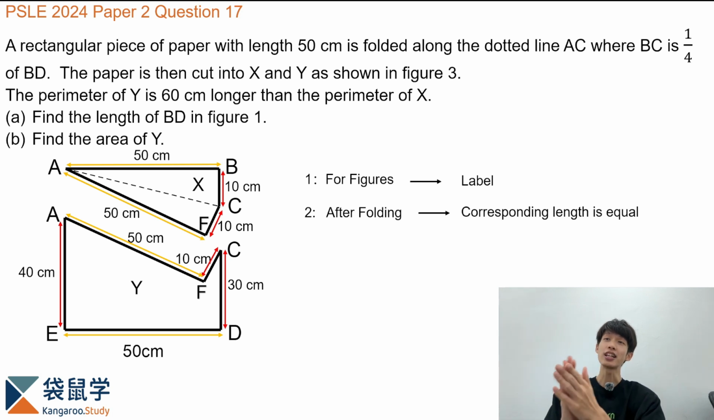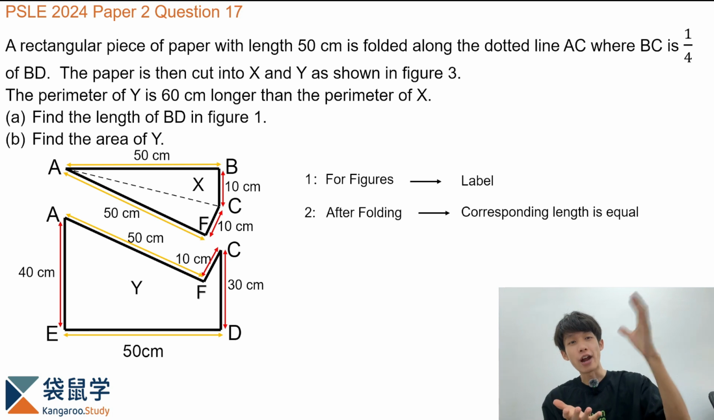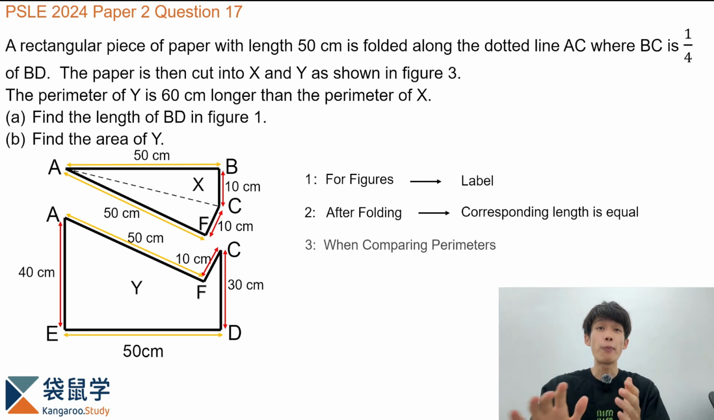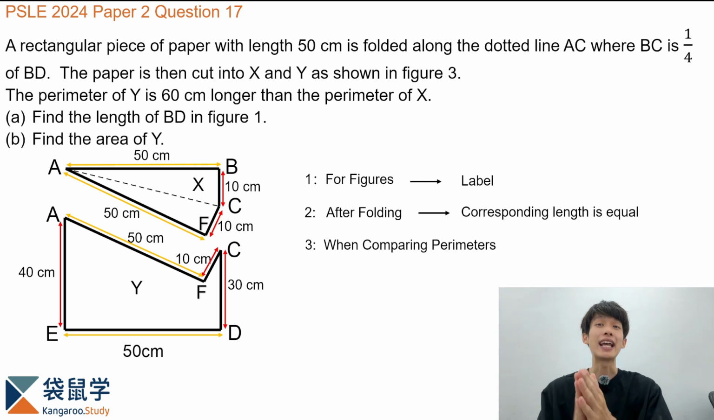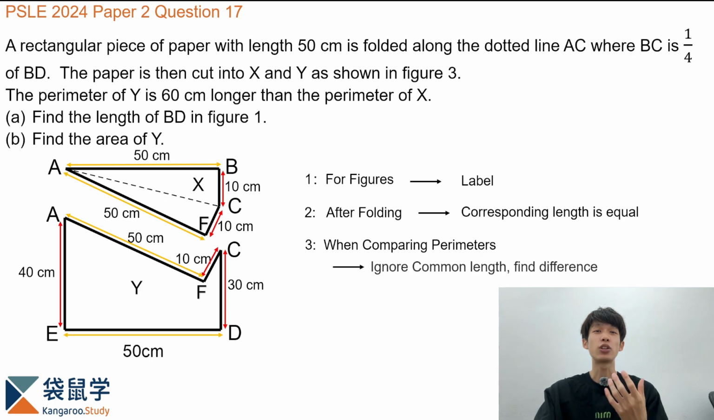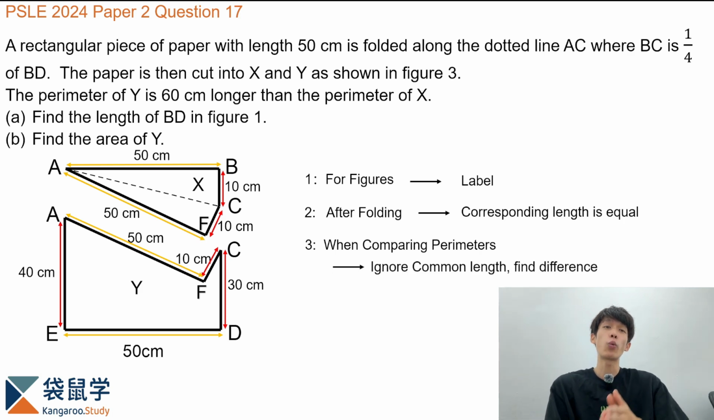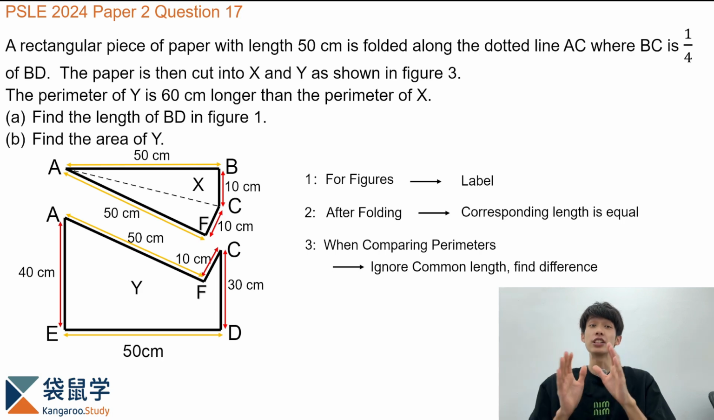Also, this question gave us the difference in perimeters, so that means we are comparing the perimeters. When comparing perimeters, what can we do about the lengths they both have? Yes, we can ignore them. We can ignore the common lengths and find only the difference part. By understanding this, that's all for this video.